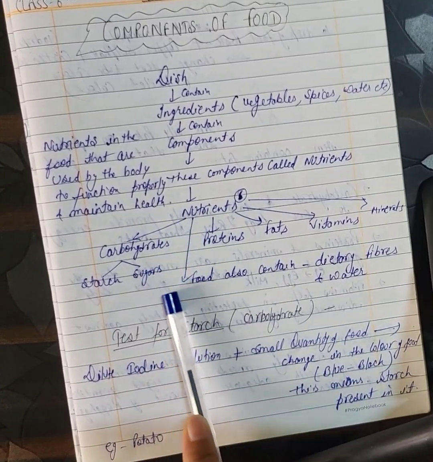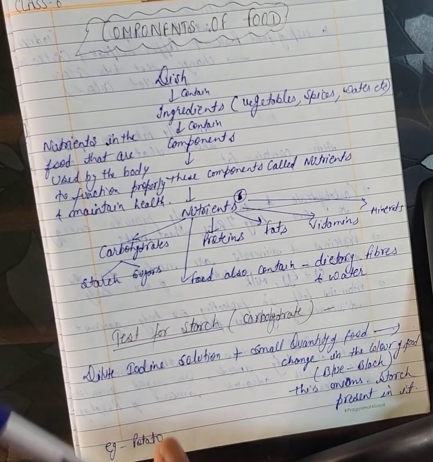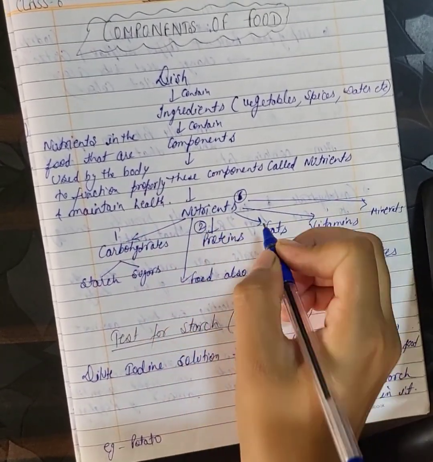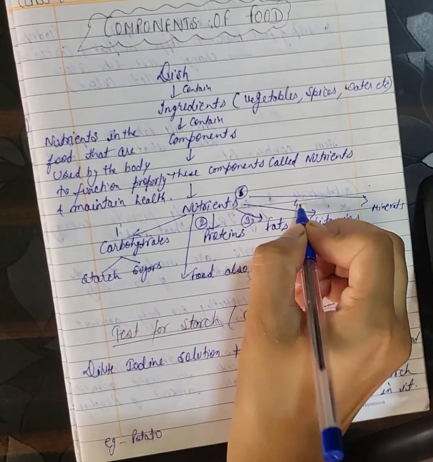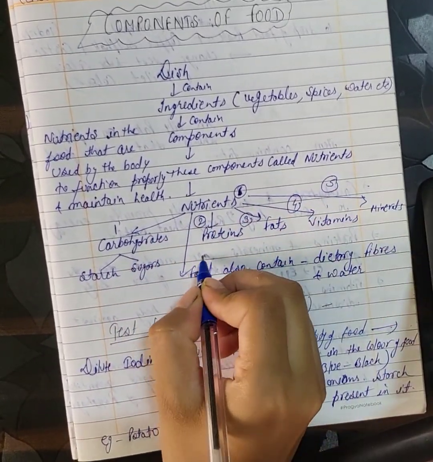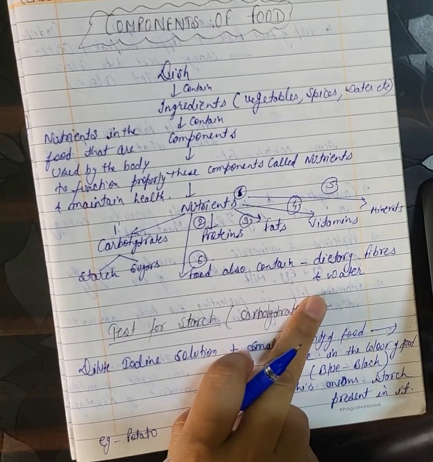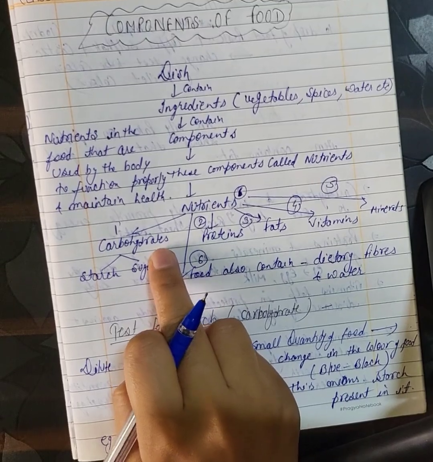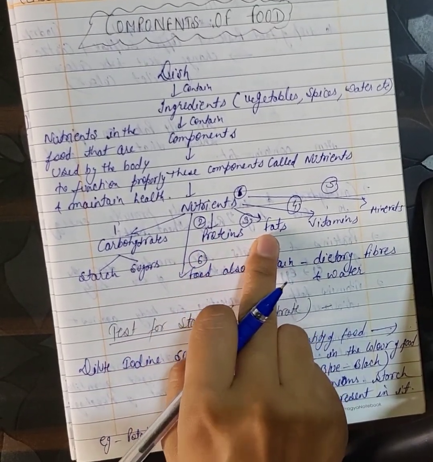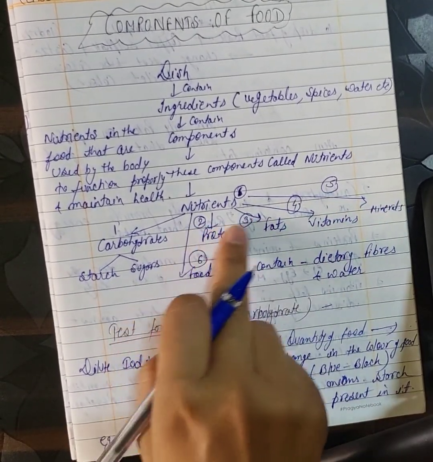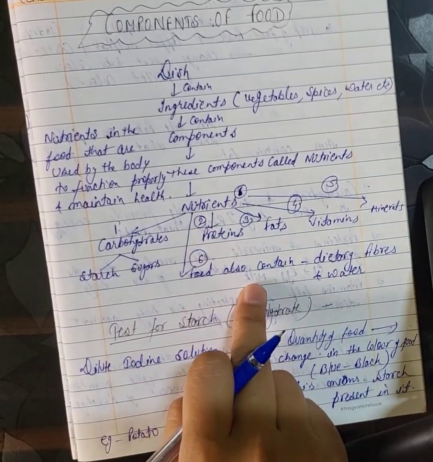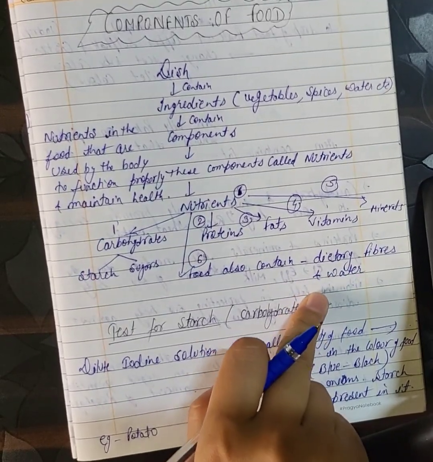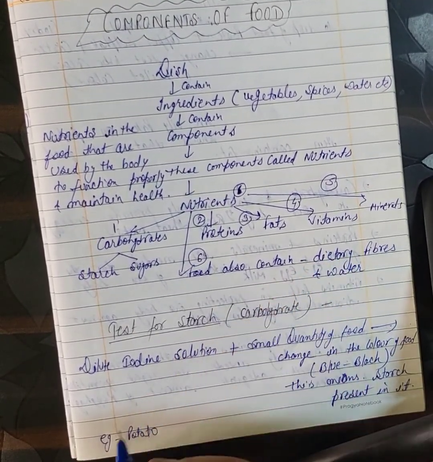So nutrients are of these types. First is carbohydrate, second is protein, third is fats, fourth is vitamins, and fifth is minerals. Food also contains dietary fibers and water. So you have to learn these nutrient names. These five are important, and food also contains two other components, dietary fibers and water. Dietary fibers are also called roughage.